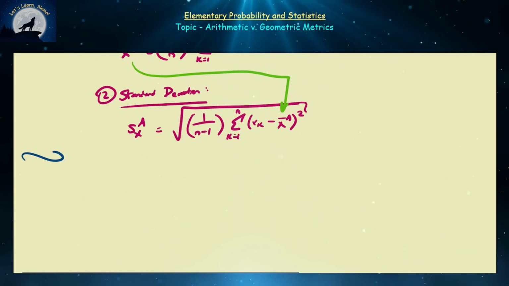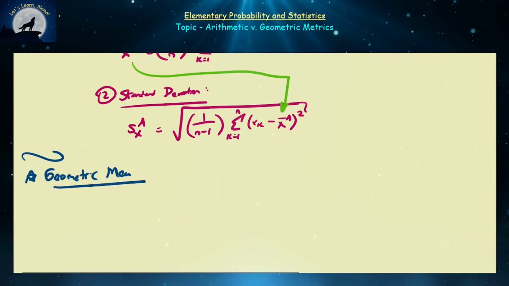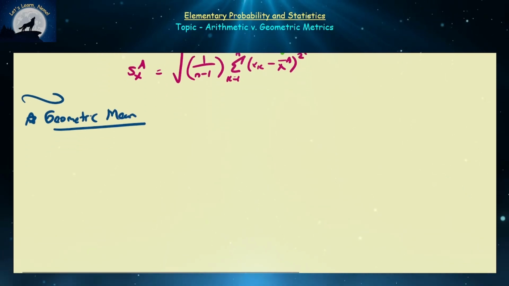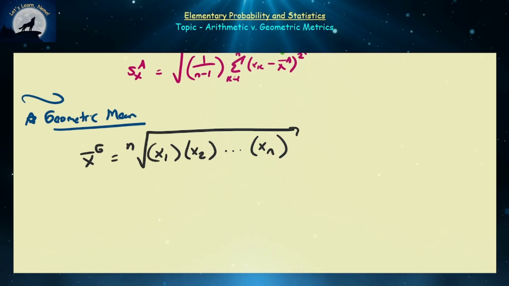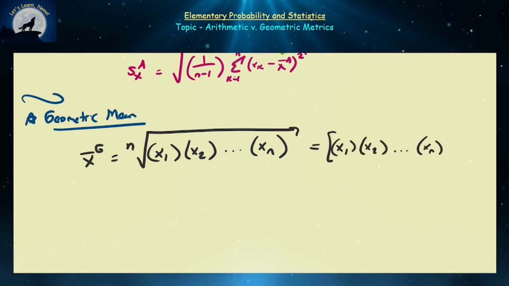So now let's introduce the geometric mean. So the geometric mean, instead of adding, we're going to be, take a guess, multiplying. So the geometric mean is going to be defined as follows. I'm going to call it x bar g, and this will be equal to the nth root of x1 times x2 all the way down to xn. So you take all of them, multiply them together and take the nth root. And some people will also write this as x1 times x2 all the way down to xn to the power of 1 divided by n.